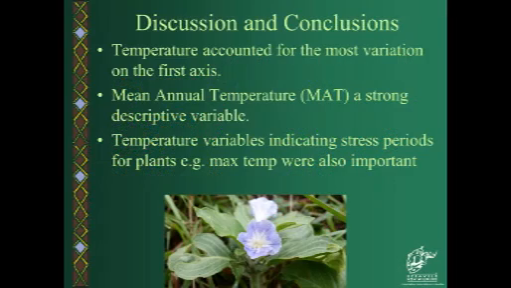So moving on to the discussion, we could see that temperature accounted for a lot of variation on the first axis of composition, and that mean annual temperature is a strong descriptive variable. We can also see that other temperature variables, such as the maximum temperature in the hottest month or the coolest minimum temperature in the coolest month, are really good predictors as well.